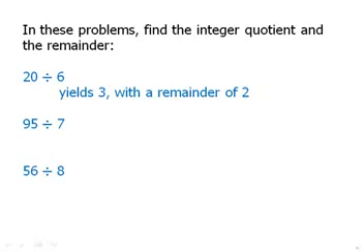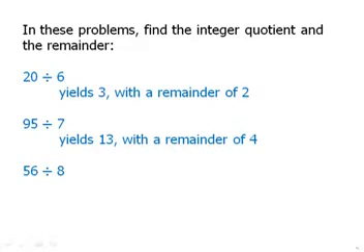95 divided by 7. This is a little bit trickier. You have to know that 91 equals 7 times 13. And so it goes in 13 times with 4 left over. 56 divided by 8, of course 8 goes into 56 an even number of times. It goes in 7 times and we have no remainder. So for that we can actually just write the equal sign and note that we have no remainder at all.